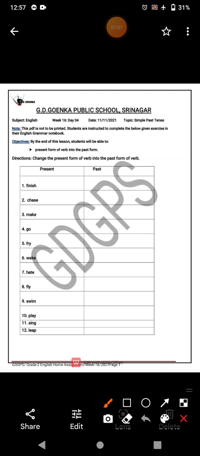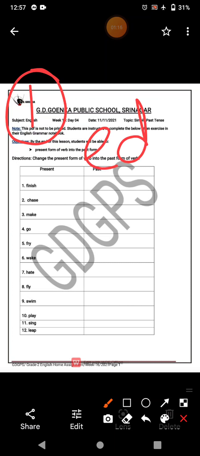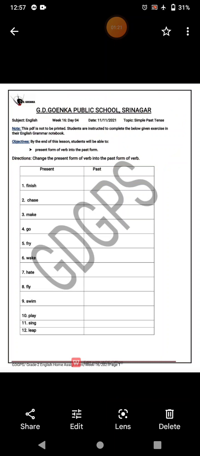So remember the rule number 1. Rule number 1 says most of the regular verbs, to make the past form, we simply add ed to it. So with the most of the verbs, we simply add ed to get the past form.